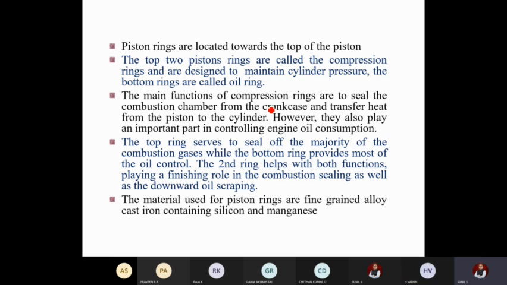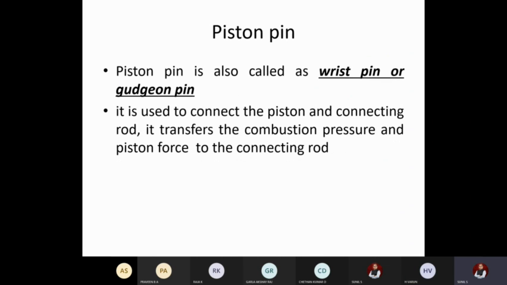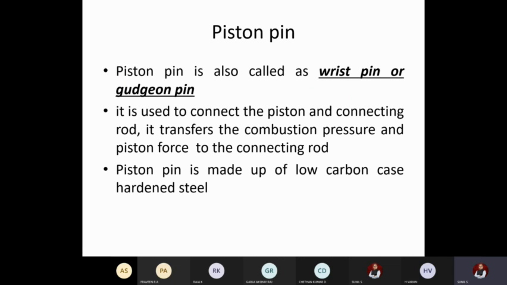Yes, sir. The next important part is the piston pin, or wrist pin, also called the gudgeon pin. While discussing the piston, I was talking about the gudgeon pin. What is the main function of this gudgeon pin? It is used to connect the piston and the connecting rod. It transfers the combustion pressure and force to the connecting rod.